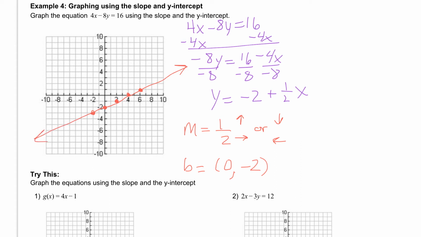Now I'd like you to do the 2 problems down below. The first one deals with example 3, and the second one is more similar to example 4. Once you have done them both, then you can unpause it and check your answer.